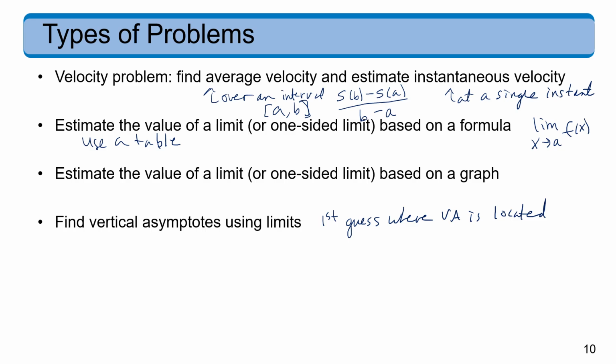So if you guess it's at x equals some number a, then you need to look at the limit as x approaches a of your function, and then try to evaluate that limit, or estimate it if you can't evaluate it. And if you can show that limit is either plus or minus infinity, that means you have a vertical asymptote at a.